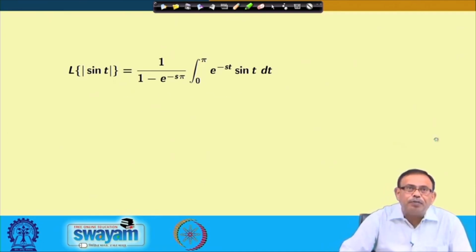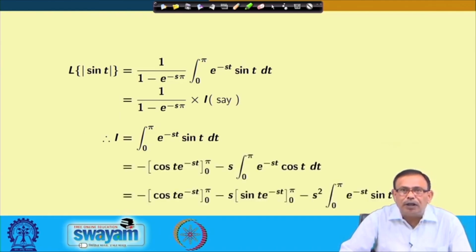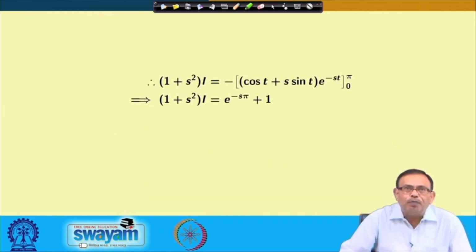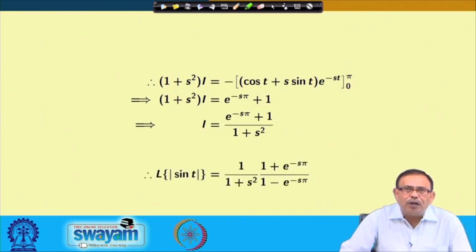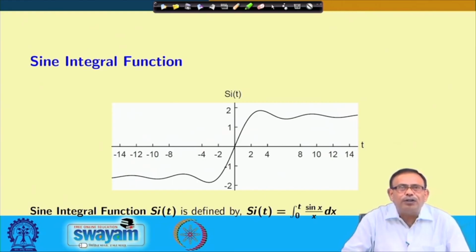Just again, I am repeating the process so that you can understand it easily. We are evaluating the integral using integration by parts, and then you are obtaining I equals 1 plus e power minus s pi by 1 plus s square. Now, let us see another function which we call the sine integral function.